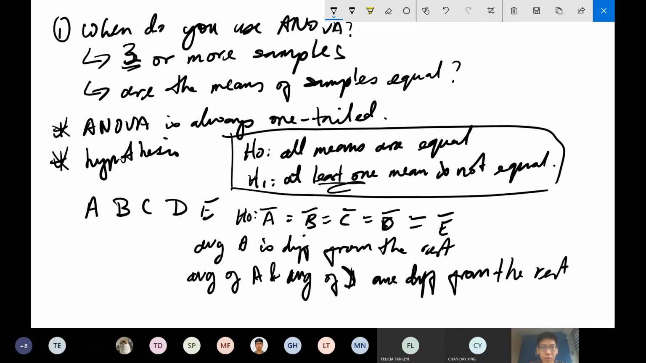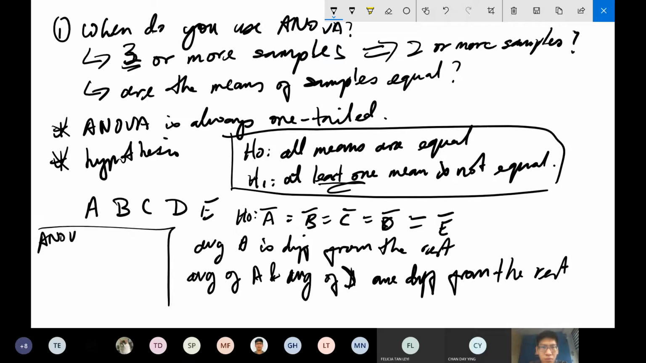Now, when Sean said that you can use ANOVA for two or more samples, why did I not correct him? Can you use ANOVA for two samples? Yes, sir. Mathematically, you can plug into the equation for two samples. If you use ANOVA for two samples, it is actually equivalent to doing a t-test with equal variance. You get the same result.